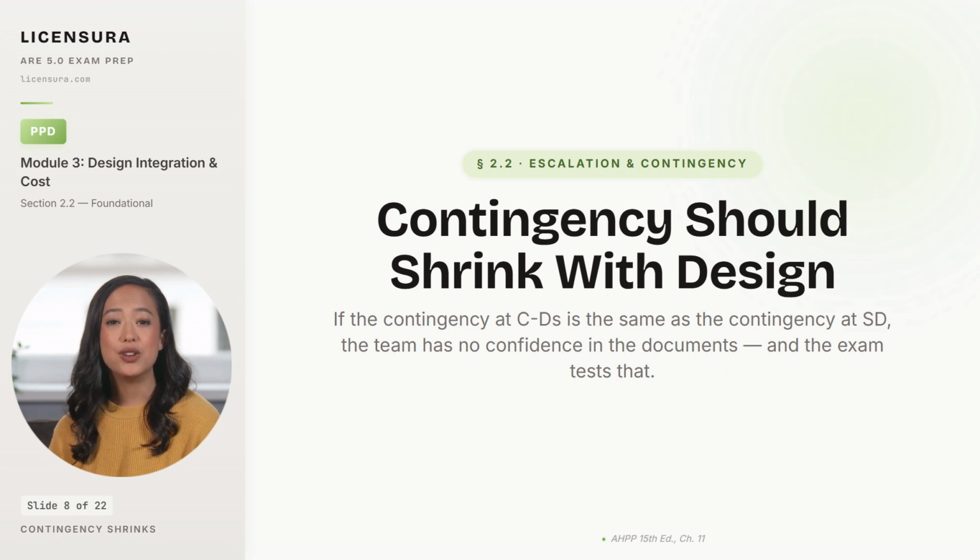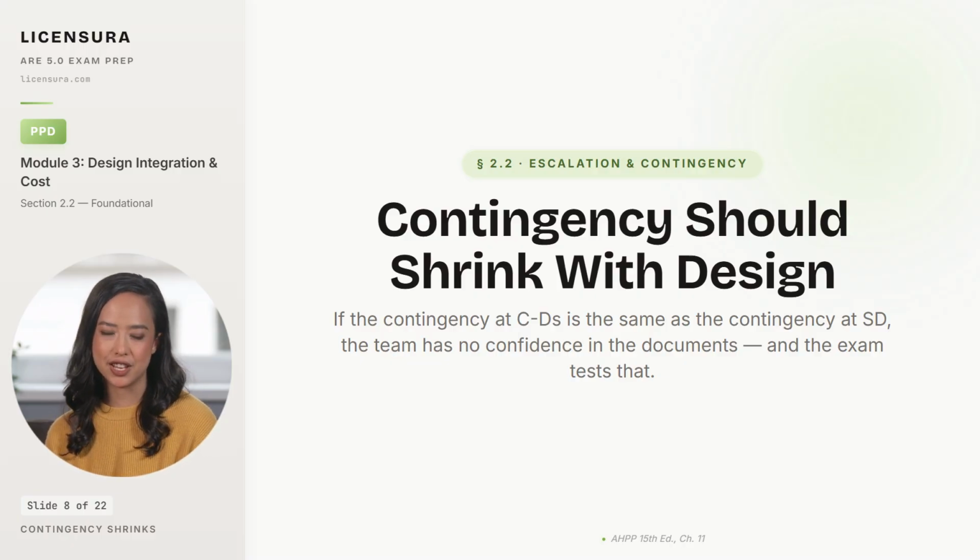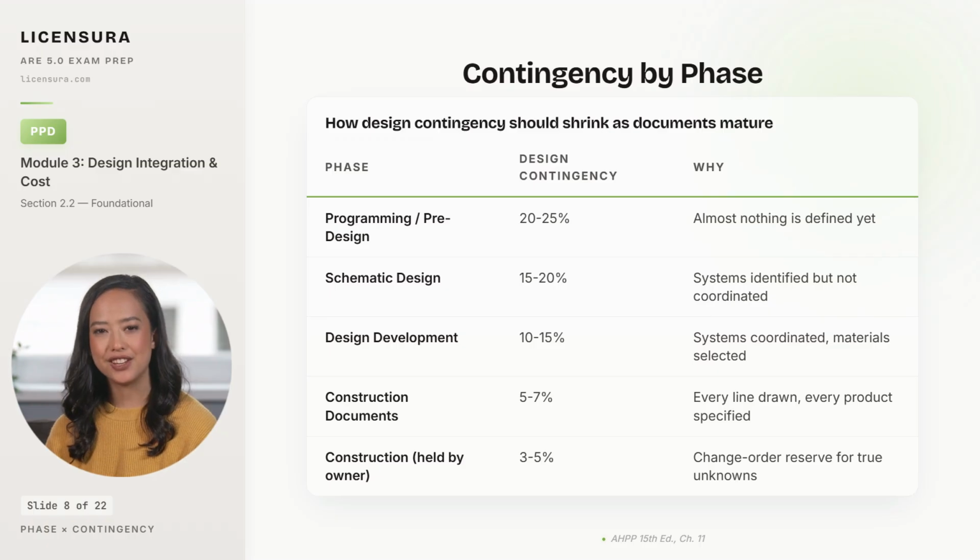Cost escalation also keeps pressure on the number from the outside. So the architect who fails to budget for both shrinking contingency and growing time-driven cost is the architect who gets sued when bids return over budget. Let me walk you through how contingency should change phase by phase and how escalation gets calculated. 5 phases of design, 5 contingency bands, and you must know the pattern.